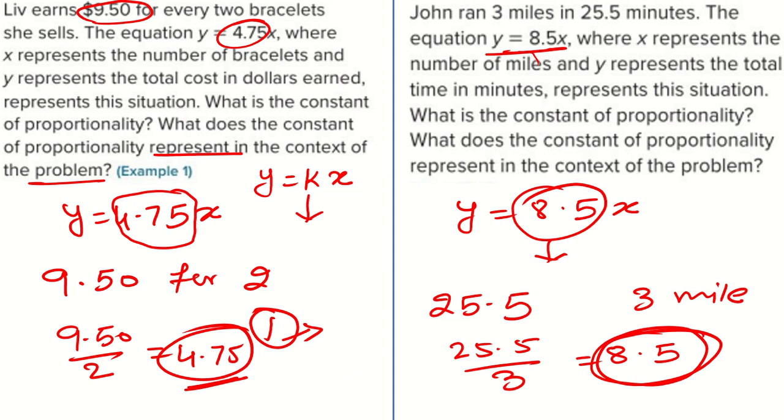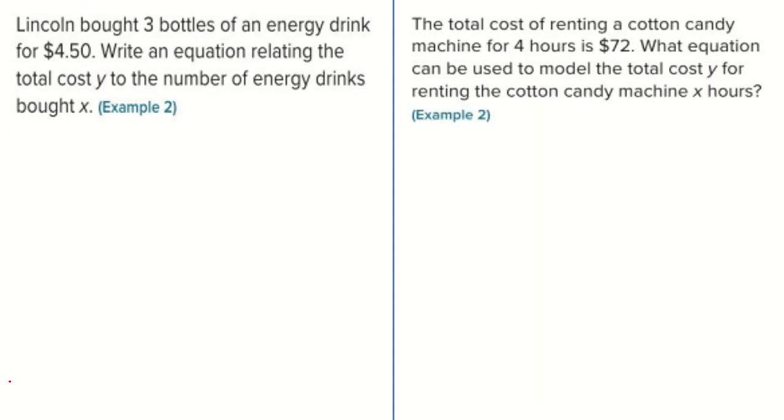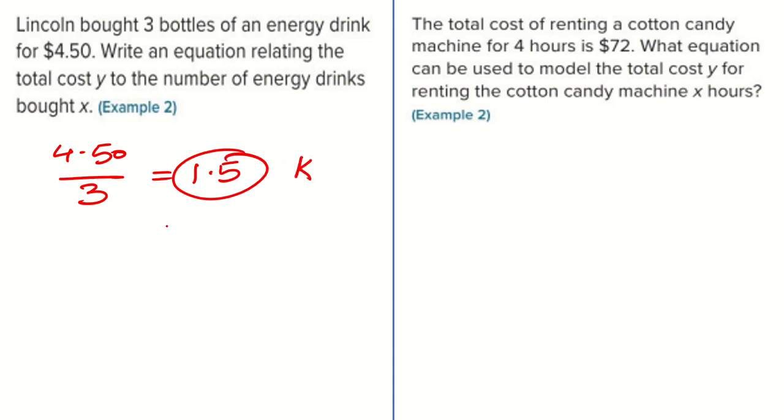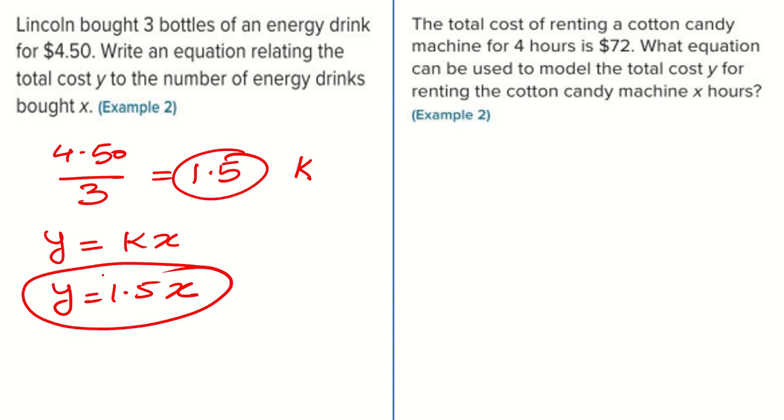Okay. Now next question can be: Lincoln bought 3 bottles of energy drink for $4.50. Write an equation relating the total cost y to the number of energy drinks. Now you see here, $4.50 for 3 drinks, so for one drink it will be divided. So 3 times 1.5 is 4.5. So 1.5 is the constant of proportionality. So what is the equation? The equation will be y is equal to kx, meaning the value of k is what? 1.5x. Okay, this is the equation.